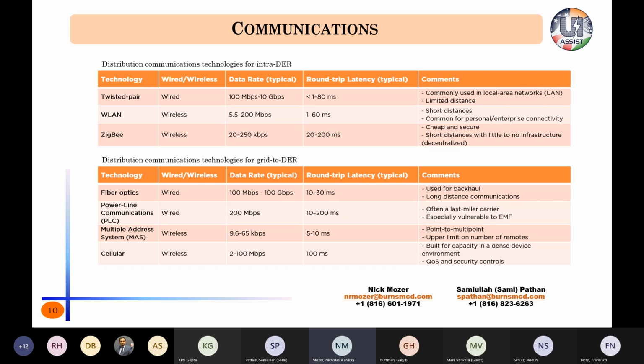If we look at the second chart, which is grid to DER, this is going to be over longer distances. Like Sammy mentioned, the backhaul type of solution. So fiber optics, PLC, MAS, and then cellular, which we hit on, of course. Looking at this, obviously fiber is super hard to beat. We do have 10 to 30 milliseconds here. Keep in mind that's probably more for a switched network where there is some processing involved.